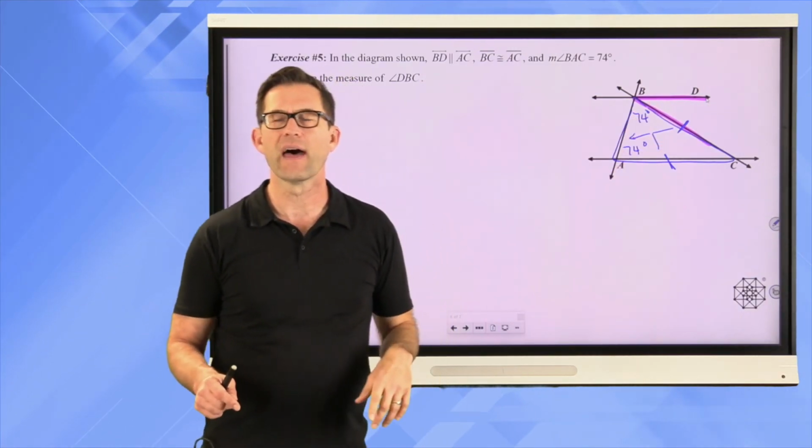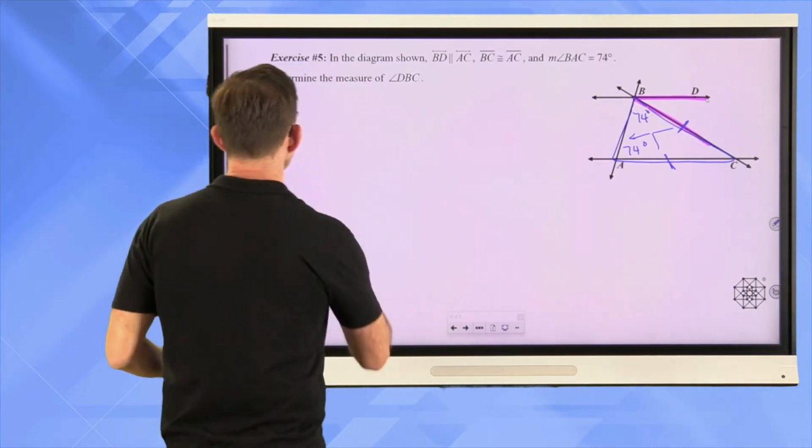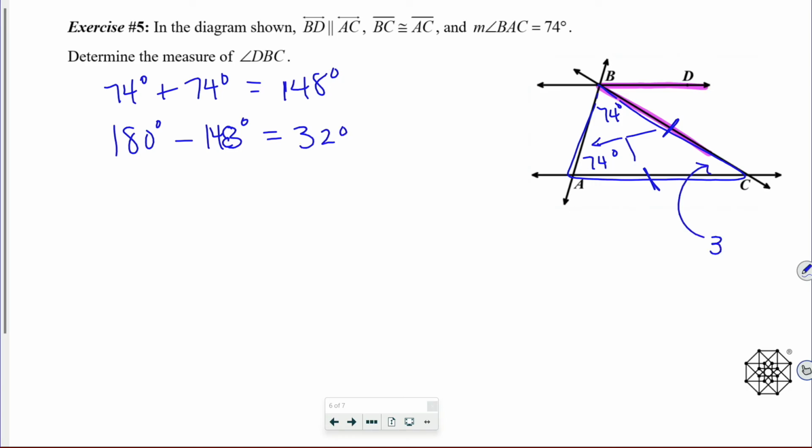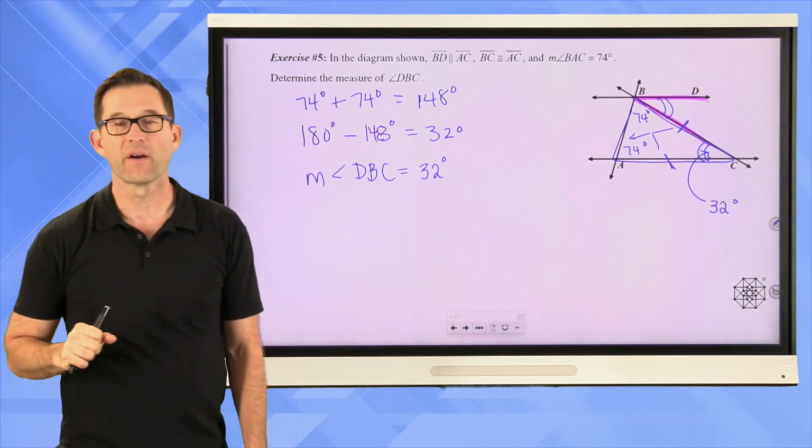I like getting in that alternate interior angle, so I'm going to do 74 degrees plus 74 degrees. That's going to give me 148 degrees. I'm then going to do 180 degrees minus 148 degrees, which is going to give me 32 degrees. That's going to be right here. And then this angle and this angle have to be congruent to each other because they're alternate interior angles. So the measure of angle DBC is 32 degrees. And that's it.